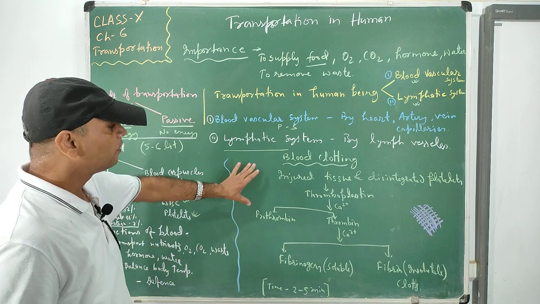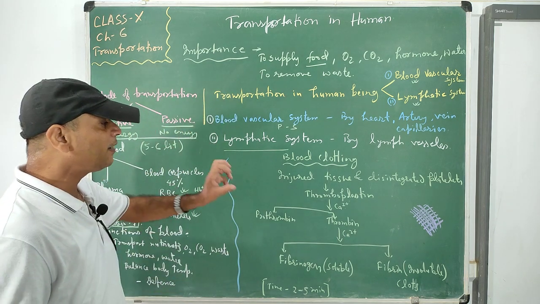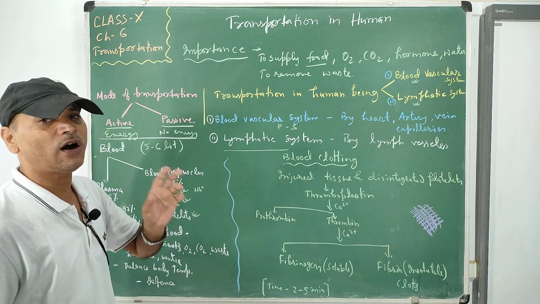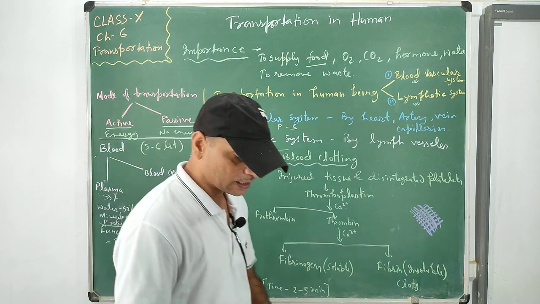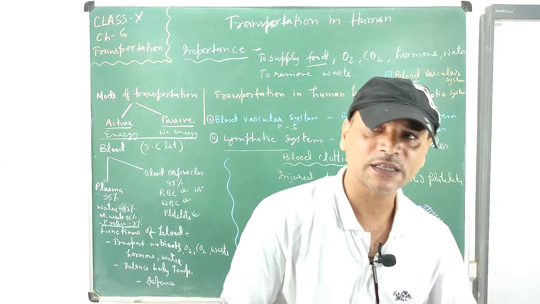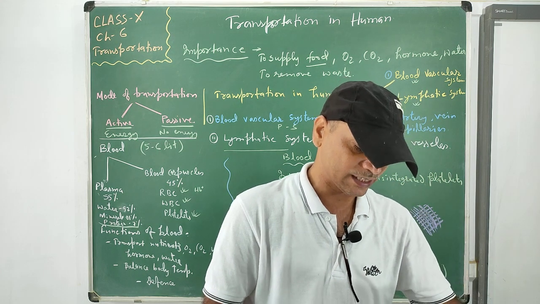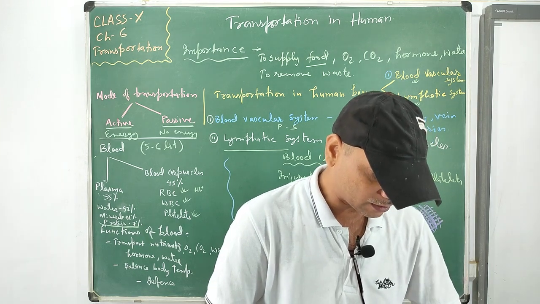So this is the way blood clotting takes place in our body to keep our body safe, so that our blood amount becomes as usual. So this is the injury and blood.